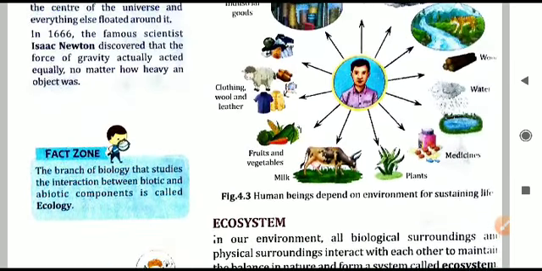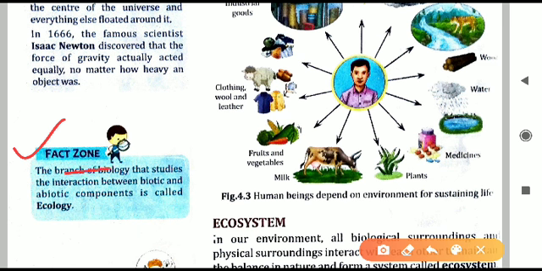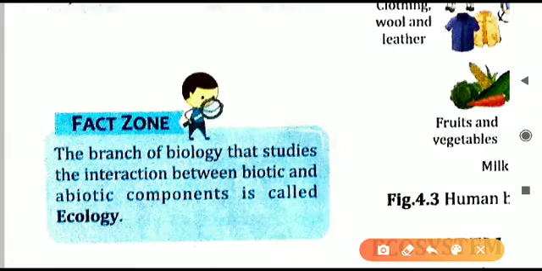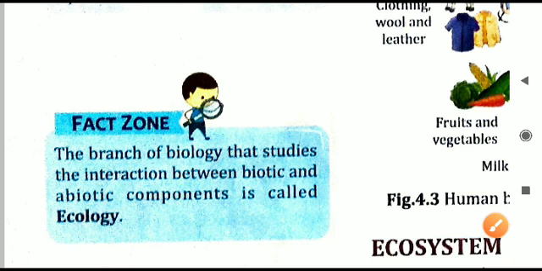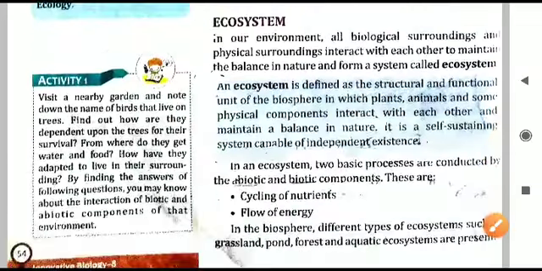Here is a separate definition, a very important one, so we should go through this also. The branch of biology that studies the interaction between biotic and abiotic components is ecology. What are the biotic components? Those related to living things, and abiotic means non-living things. So this is a separate branch of biology. It studies the interaction between the biotic and abiotic factors. We'll see the biotic and abiotic factors in detail in the upcoming topic. This study is called ecology. That is a separate definition that we have to learn.